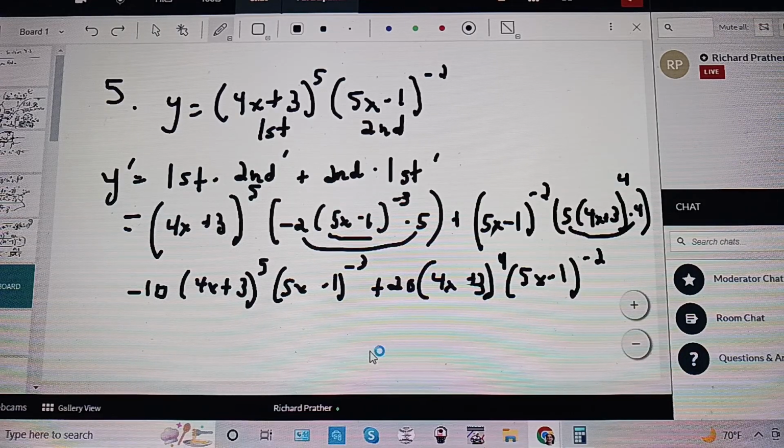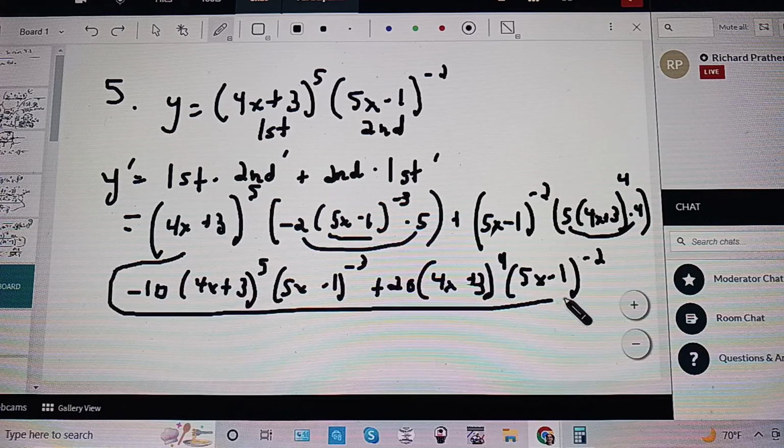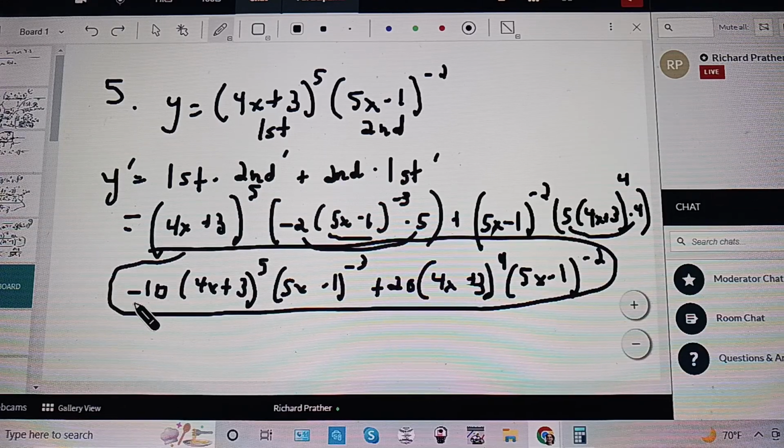So again, this is probably acceptable for the answer. There is a GCF though, all three parts. Both 10 and 20 divide by 10. So somebody could say, I'm going to do a GCF and pull out 10, or even negative 10 if you want. Both terms have 4x plus 3, so then you take the one with the smaller exponent.